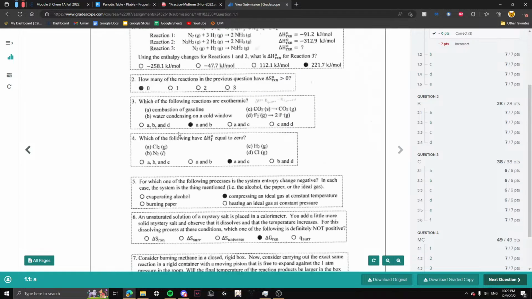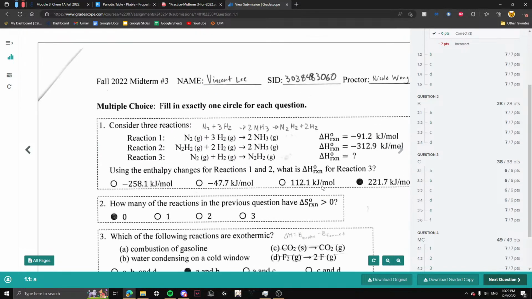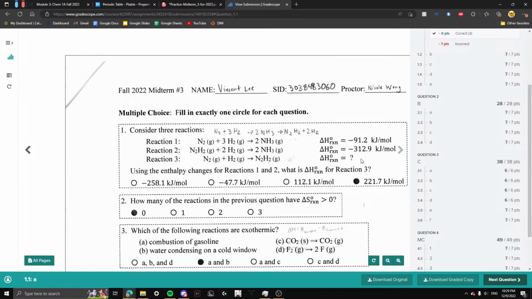Next. So for this, it's asking use enthalpy changes. So literally just see how they add up together. I think it's literally just you flip this one around and then add the two together. So I think it would be 312 plus 0.9 plus negative 91.2, which is 221.7, yeah.